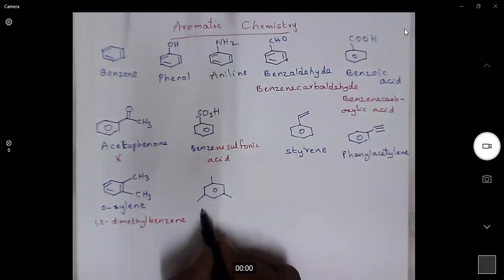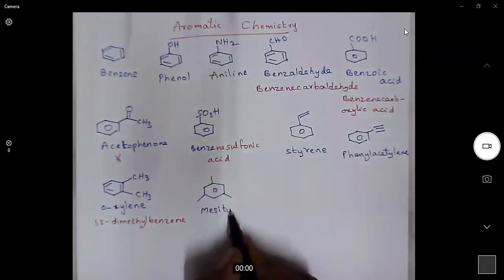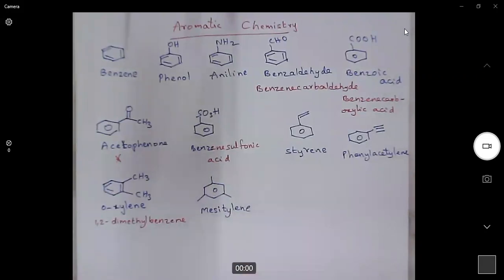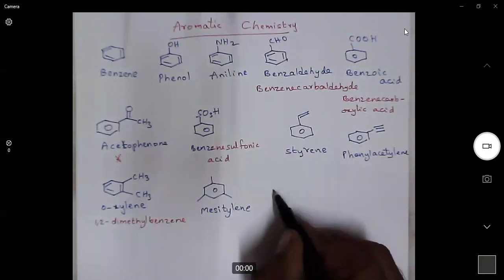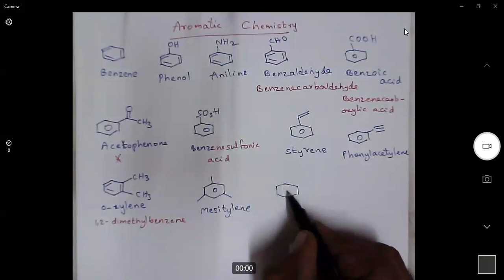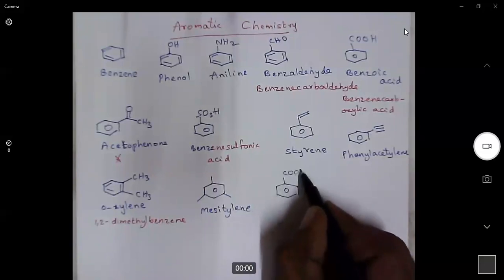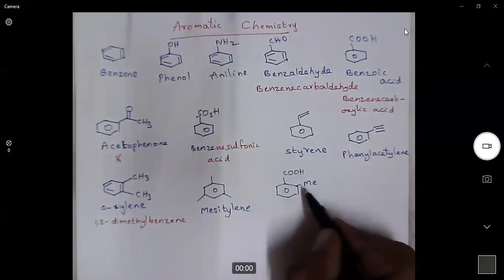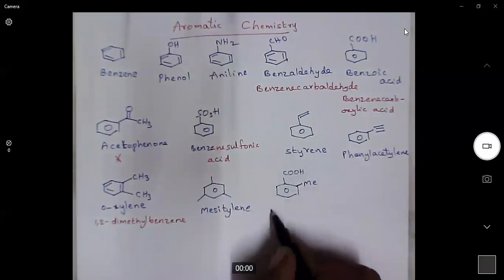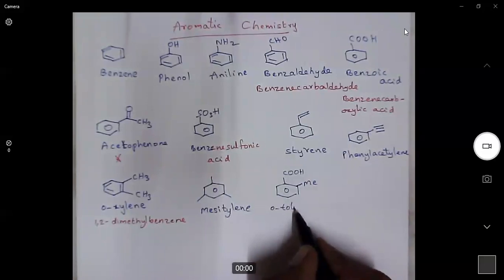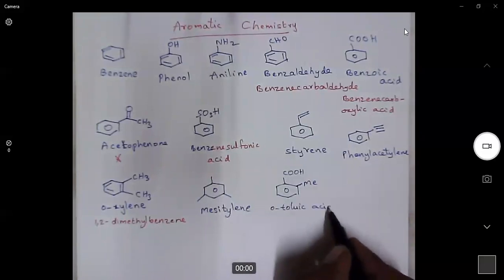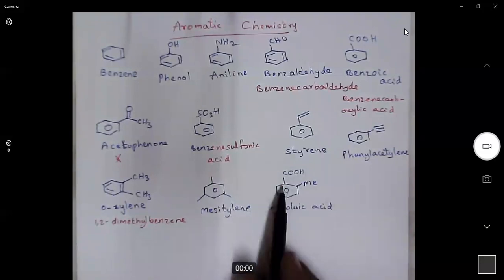This compound's common name is mesitylene. And of course, you can expect its IUPAC nomenclature: it is 1,3,5-trimethyl benzene. Now, if we have a carboxylic acid and a methyl group in the same benzene ring, then we call it tolic acid. Toluene and carboxylic acid, so tolic acid. Because they are 1,2 related, it is orthotolic acid.